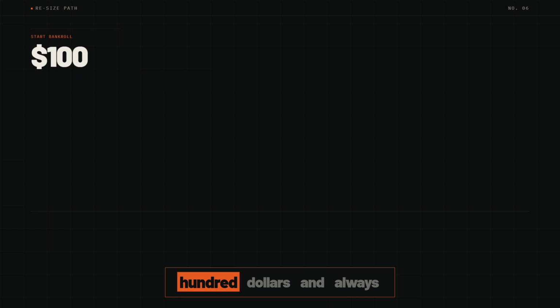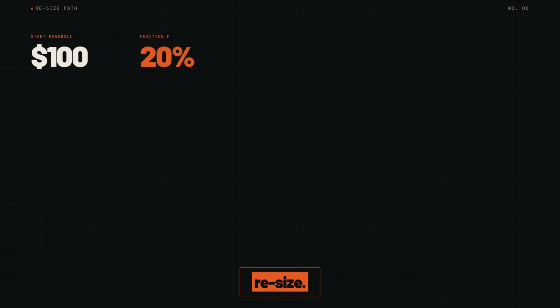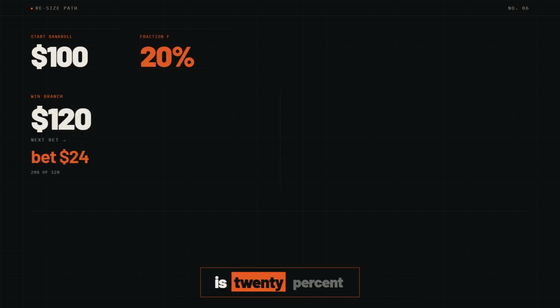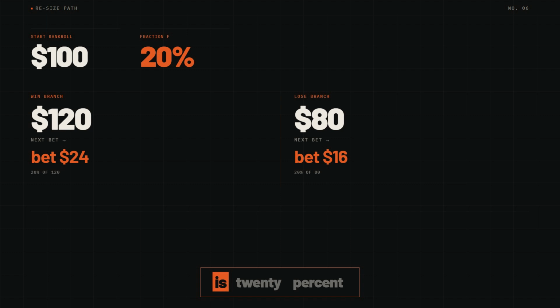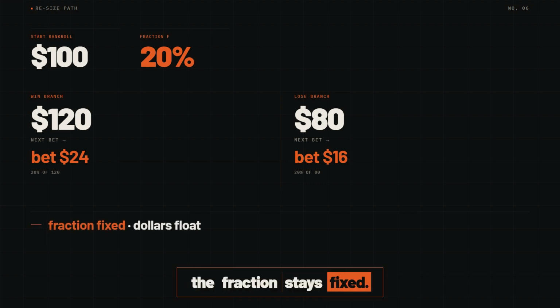Start with $100 and always resize. Win, and the next bet is 20% of 120. Lose, and the next bet is 20% of 80. The fraction stays fixed. The dollars change with your bankroll.